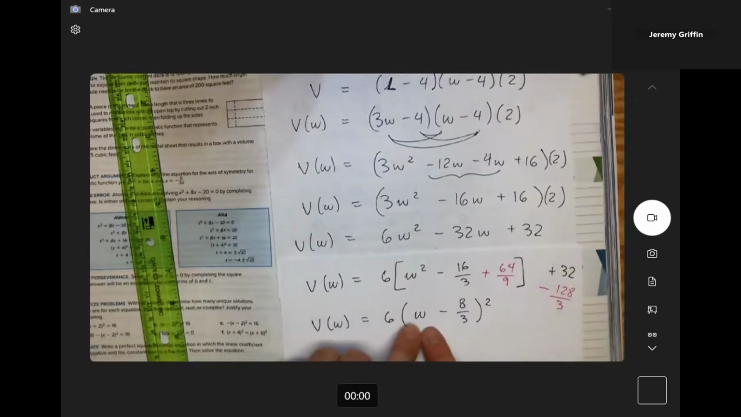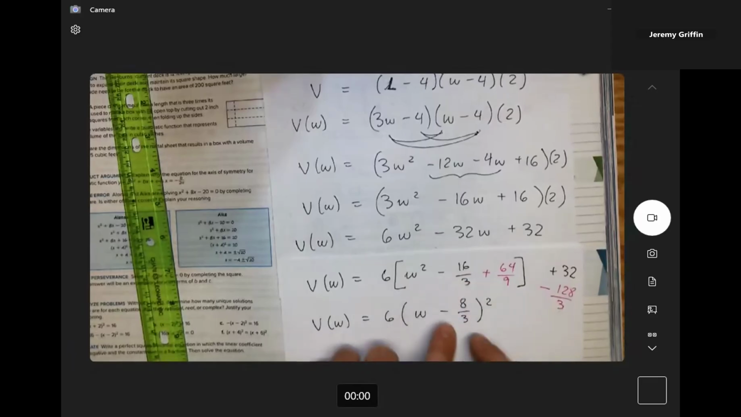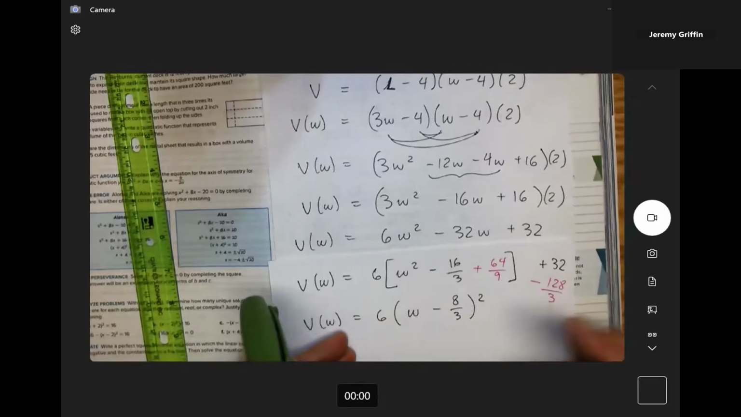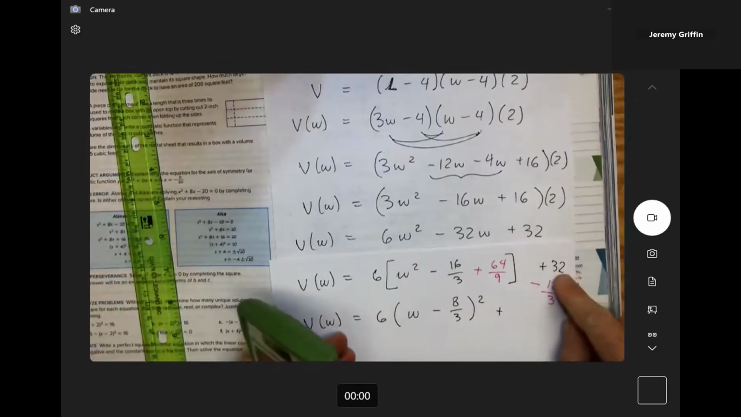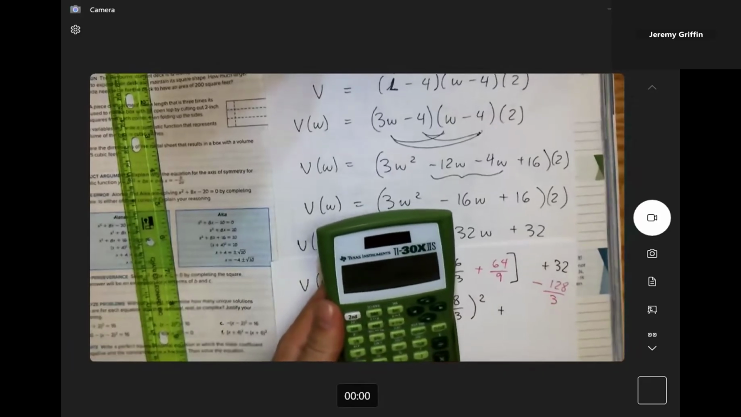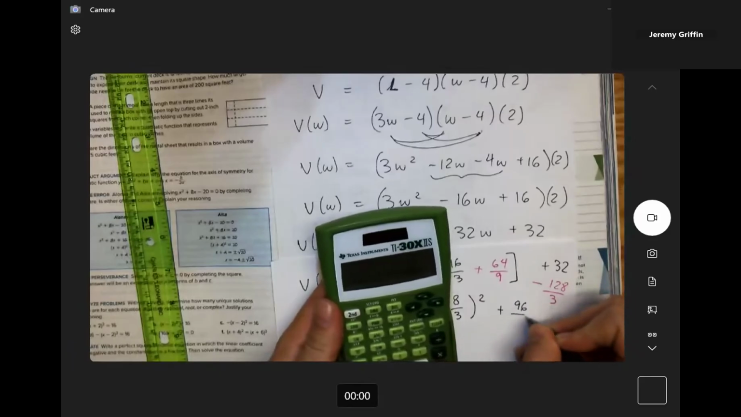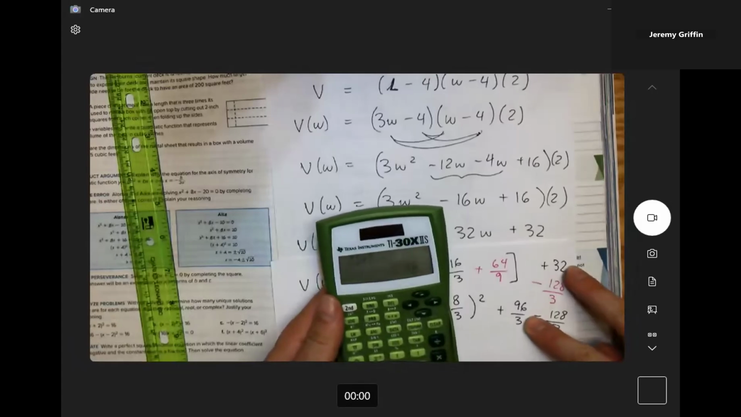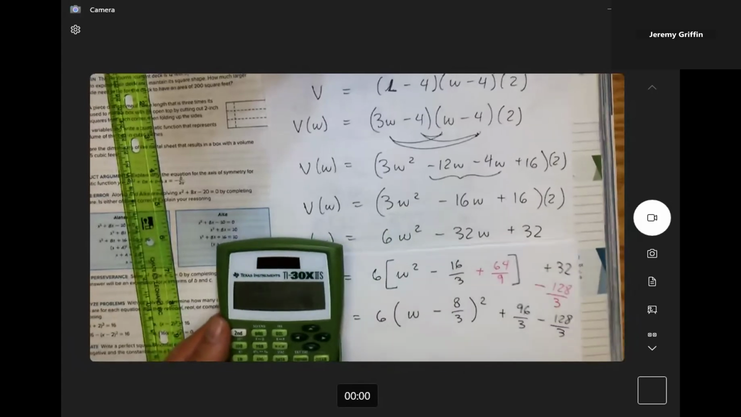W squared, then 8 over 3W, 8 over 3W. And that's where it's at. Boom. Right now, 32. Okay, 32. Can that be 96 over 3? It's the same thing. And then minus 128 over 3 I still got from here. This is 32. It's the same thing, but on a common denominator.